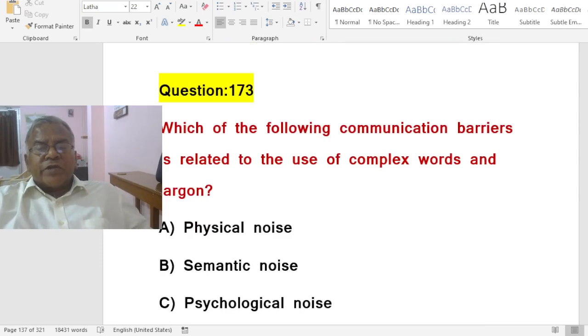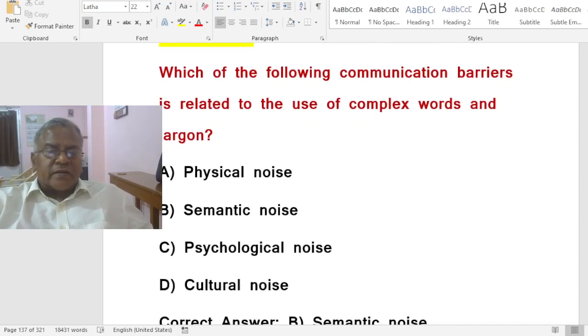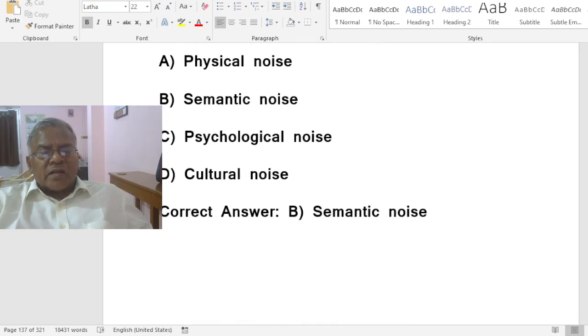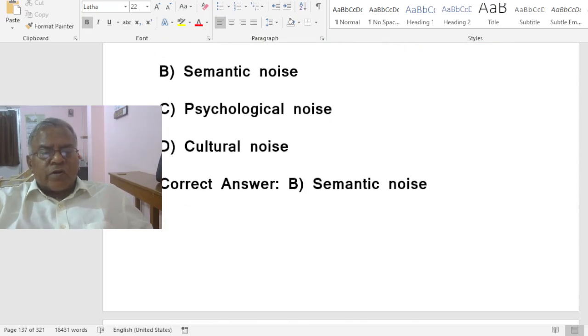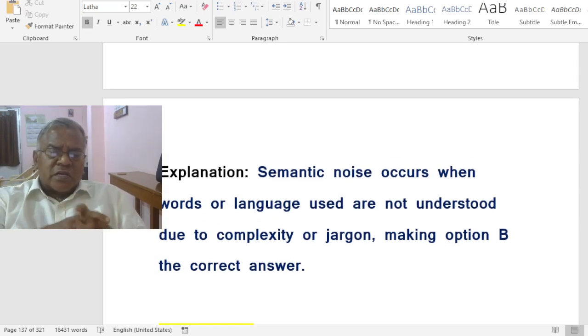Which of the following communication barriers is related to the use of complex words and jargon? It is semantic noise. Semantic noise occurs when words or language used are not understood due to complexity or jargon, making option B the correct answer.